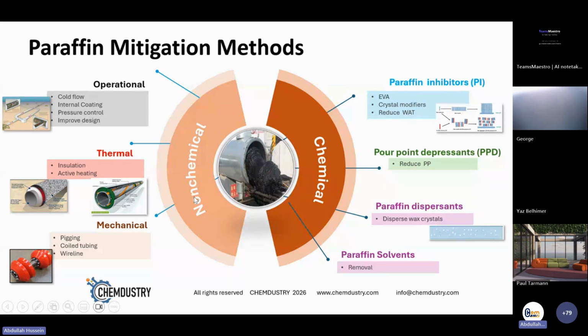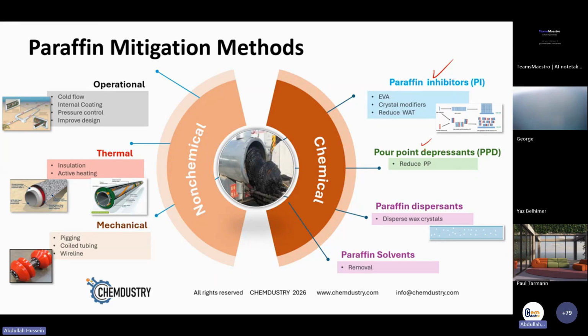What are the wax mitigation methods? So we have the chemical and non-chemical. For the chemical, we have a wide range of chemicals for the waxes. We have the paraffin inhibitors, pour point depressants, wax dispersants, and also the paraffin solvents. Each one of these has a specific way of applying them. For example, paraffin inhibitors, we apply upstream of the wax appearance temperature. Pour point depressants, we apply upstream of the pour point of the crude oil.